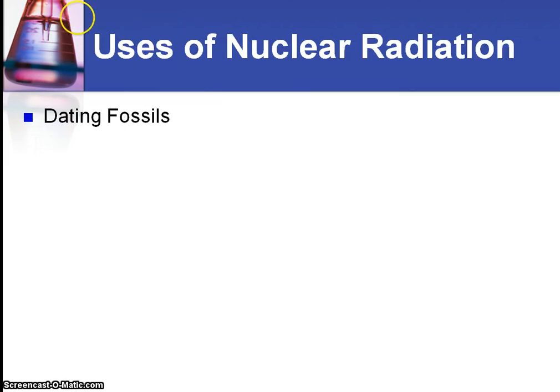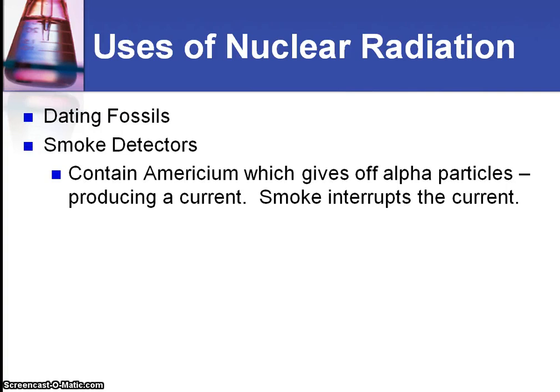And just a few uses for nuclear radiation. We've talked about you can date fossils. They're used in smoke detectors. We've talked about that before. Americium gives off alpha particles, which are not that dangerous because they're so big. But it makes a current, and smoke is big enough to block that current. So once the smoke blocks it, then the alarm goes off.